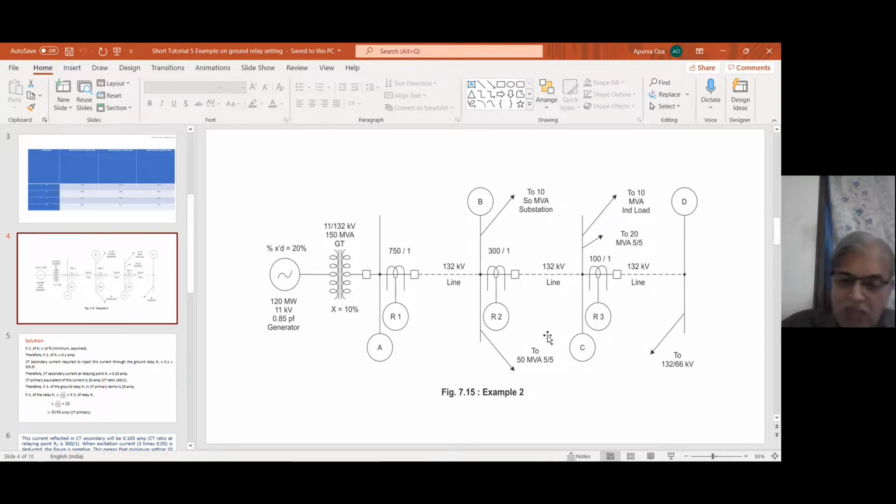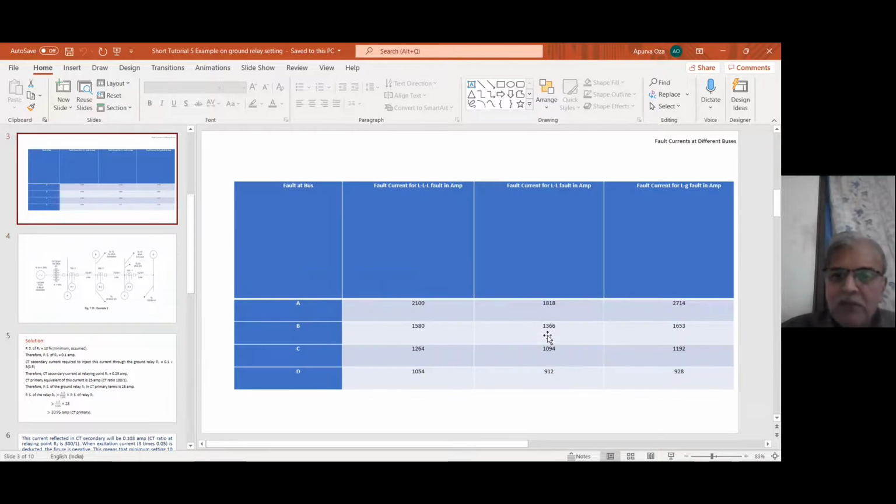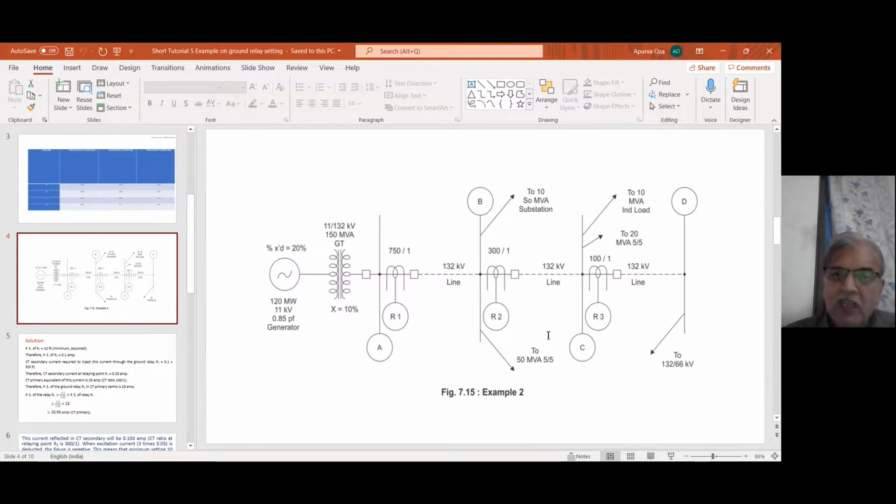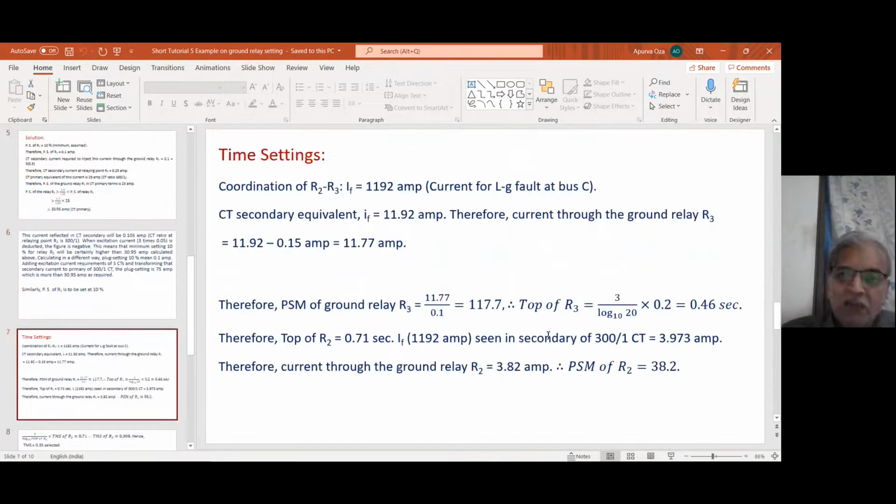So at bus C, what is the value of the fault current? 1192 for LG fault. So I take 1192, my dear friends. I take 1192 fault current for coordinating R2 with R3. 1192, if I take to secondary side, 100 bar 1 CT, it is 11.92 in CT secondary. But through the relay, 0.15 will be less. However, 11.92 minus 0.15 is just minimal, nothing. But theoretically, I must do it. So I have done it, and 11.77 is the current passing through the relay.